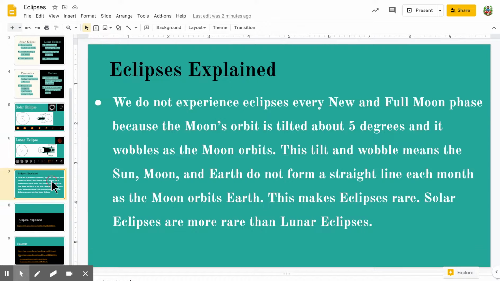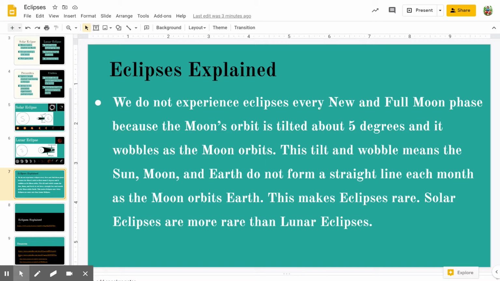All right. So just in words, because I know that helps some of y'all, we're going to talk about why we see eclipses, but why we don't see them every new moon and full moon phase. All right. We do not experience eclipses every new and full moon phase because the moon's orbit is tilted about 5 degrees and it wobbles as the moon orbits. This tilt and wobble means that the sun, moon, and Earth do not always form a straight line each month as the moon orbits Earth. This makes eclipses rare. Solar eclipses are more rare than lunar eclipses, though.